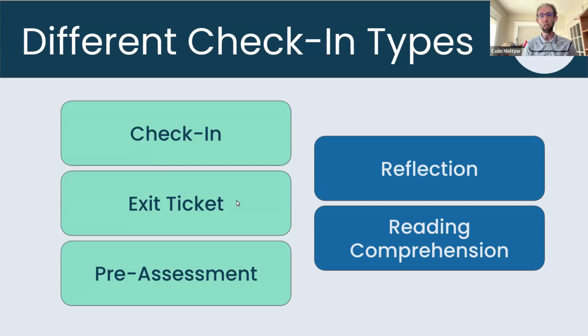We have an exit ticket check-in type, which asks one question. And we have a pre-assessment check-in type, which focuses on learning objectives. And then we have a reflection check-in type, which works on asking questions and seeing how students reflect on their learning or on a project, and a reading comprehension check-in type, which I'm really excited about and is in beta right now, but still live. And I'm going to show you different examples of all these check-in types with different subjects, different use cases to figure out what fits your need best.